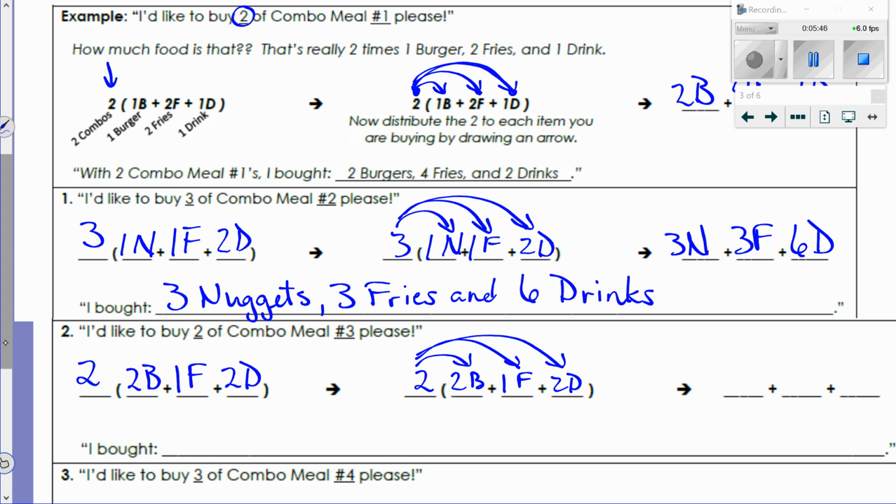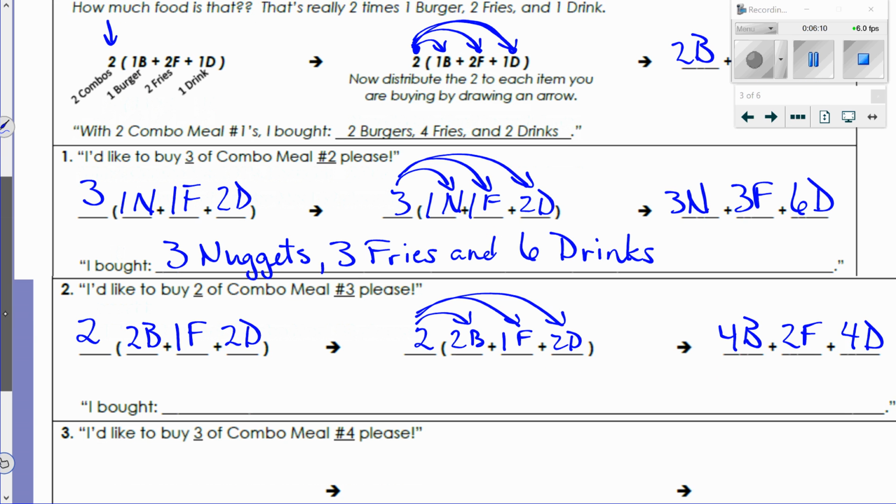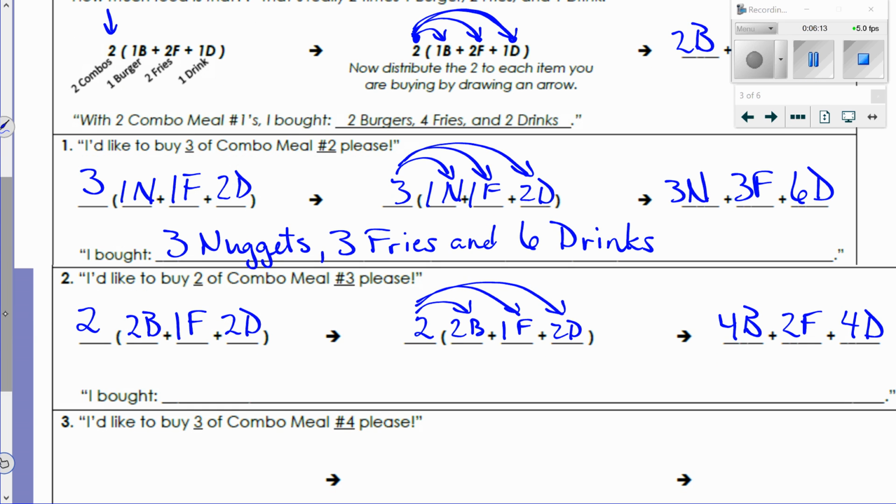So now I just start on the first arrow. 2 of 2 burgers means I end up with how many burgers? 4. 2 sets of 1 fry means I end up with how many fries? 2 fries. 2 sets of 2 drinks, I end up with 4 drinks. Is that hard? No. Draw the arrows. This becomes very easy. So in the end, how much did I end up buying with my 2 combo meal number 3s? I have 4 burgers. I have 2 fries. And I have 4 drinks.